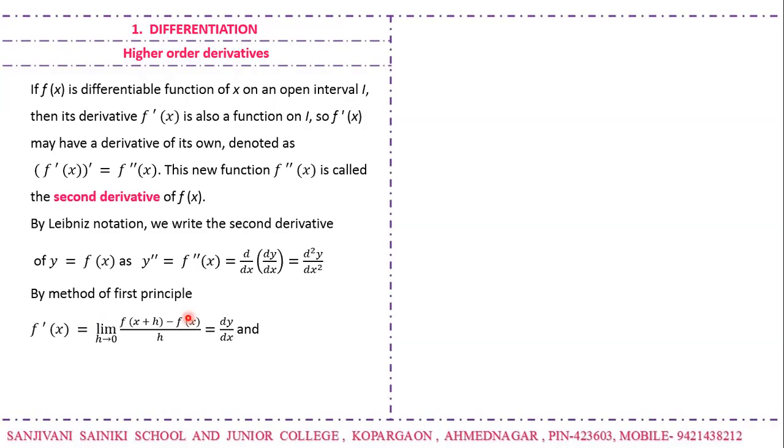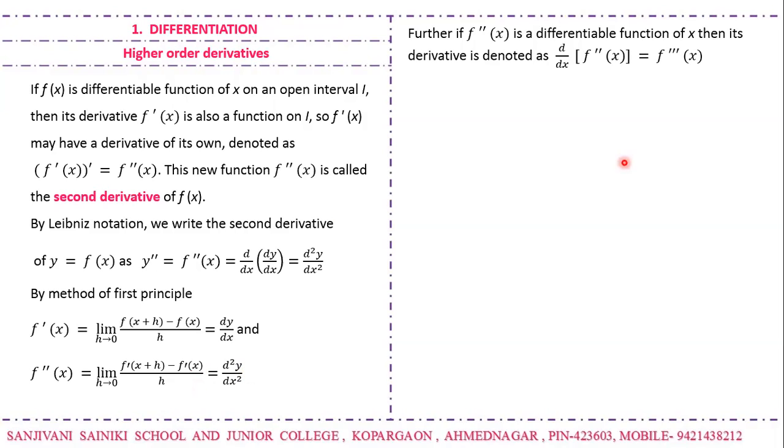By the method of first principle, f dash of x is equal to limit of f of x plus h minus f of x upon h as h tends to 0. This is the definition of the derivative. This is nothing but dy by dx. And what is the derivative of the second derivative? F double dash of x is limit of f dash of x plus h minus f dash of x upon h as h tends to 0. This is called d2y by dx square. Now this is our second derivative.